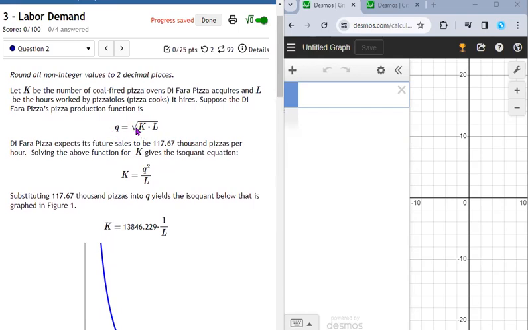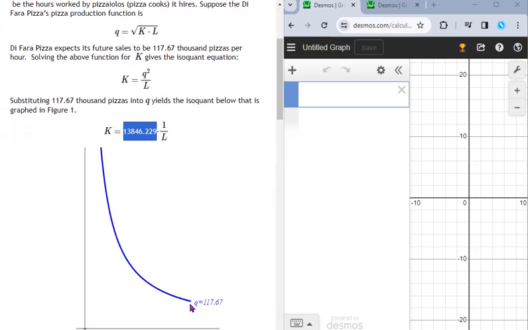When you solve it for K, you got to square both sides. Squaring this side results in just K times L. Squaring this side results in Q squared. So you have Q squared equal to K times L. Then all you got to do is divide both sides by L, and you end up with this here, right? And we expect 117.67 thousand pizzas per hour in the future, right? So we're going to replace the Q with 117.67. When I square 117.67, I get this number right here, the coefficient of 1 over L, right? Okay. And that's what it looks like right here.